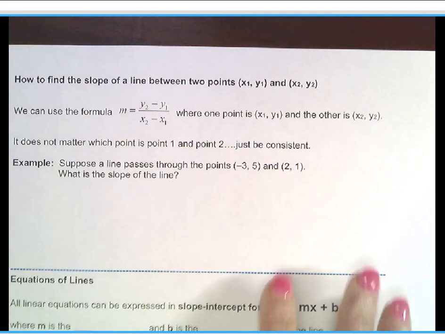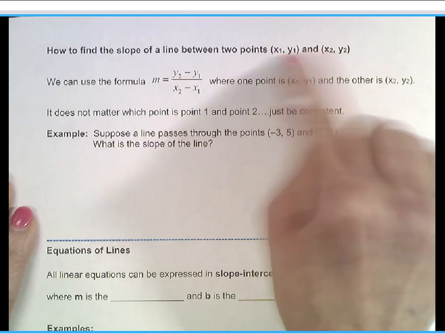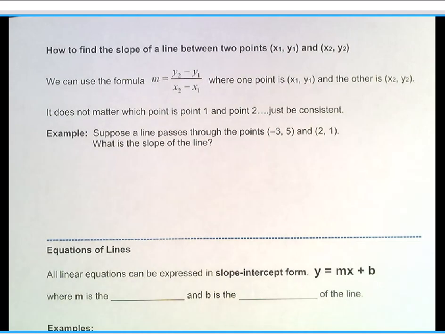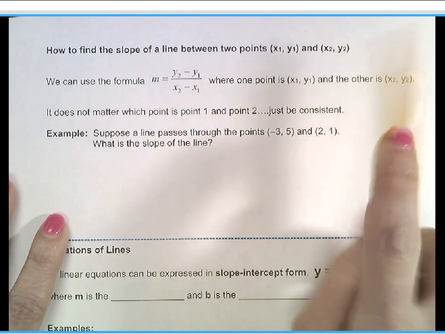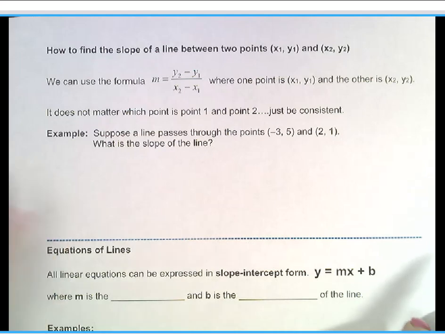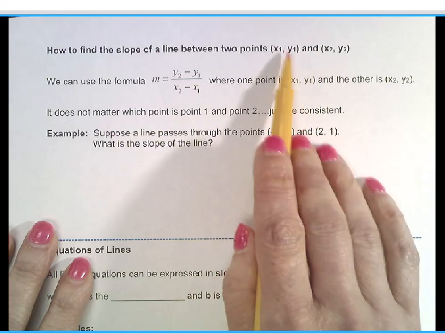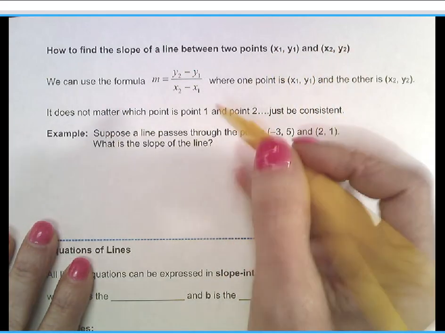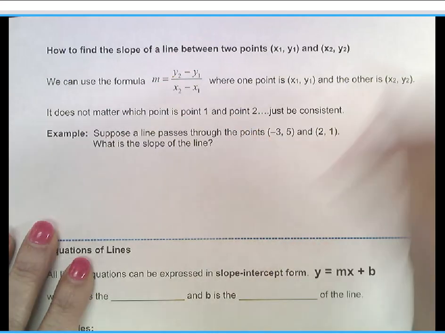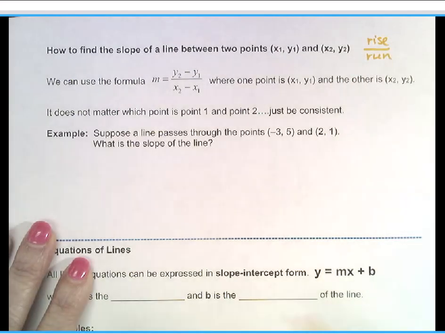So how to find the slope of a line that passes between 2 points. Since both points are x, y, I had to do something to differentiate between the 2 points. So I put subscripts of 1 on the first point and subscripts of 2 on the second point. And so what we're going to do to find the slope of getting from the first point to the second point is rise over run. So if you can just remember rise over run, that should help.